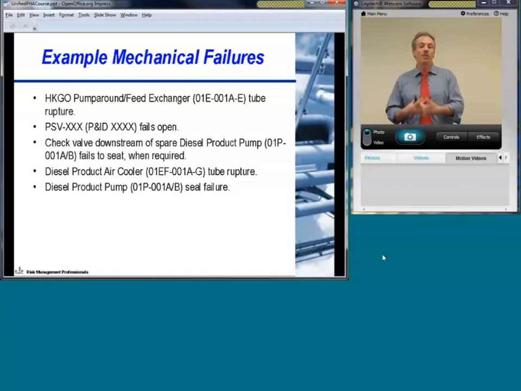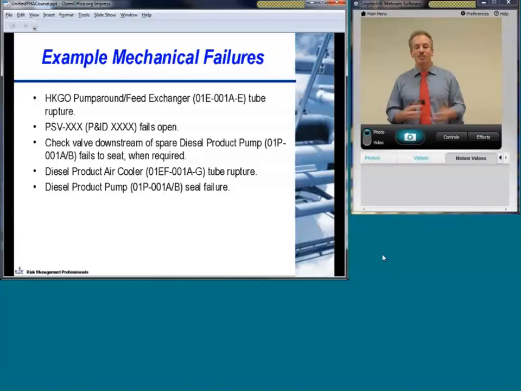I remember one we were looking at for a fin fan cooler, and the only isolation valve that was practical for isolating the release was right next to the cooler on the platform. So getting to that during an emergency, especially if a leak occurred, it found an ignition source and there was a fire going on, could be really challenging if you're trying to isolate the fuel source and mitigate the event.